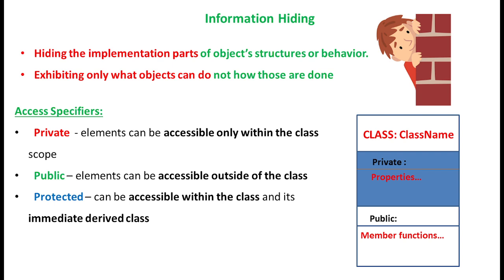But protected means that the elements of the class can be accessed within the class and also in the immediate derived class, in the sense of the very first child of the particular class. The next level of classes cannot access them. In such a moment, we can go with the protected access specifier.